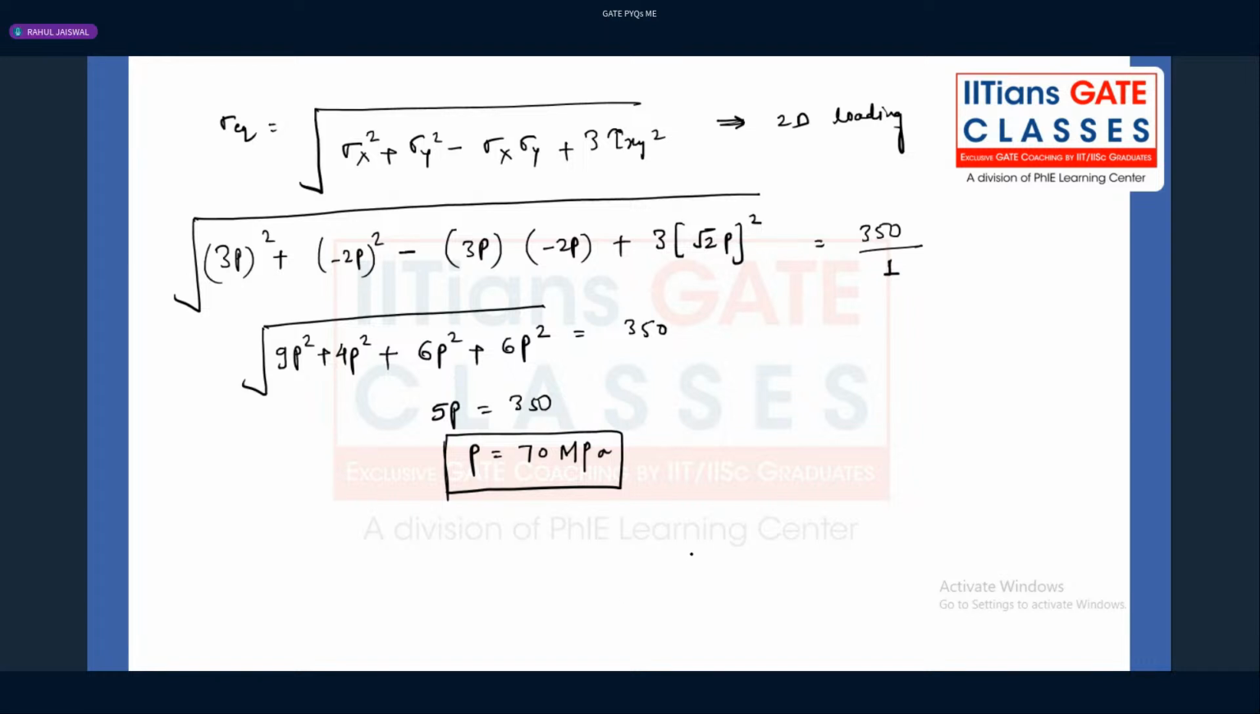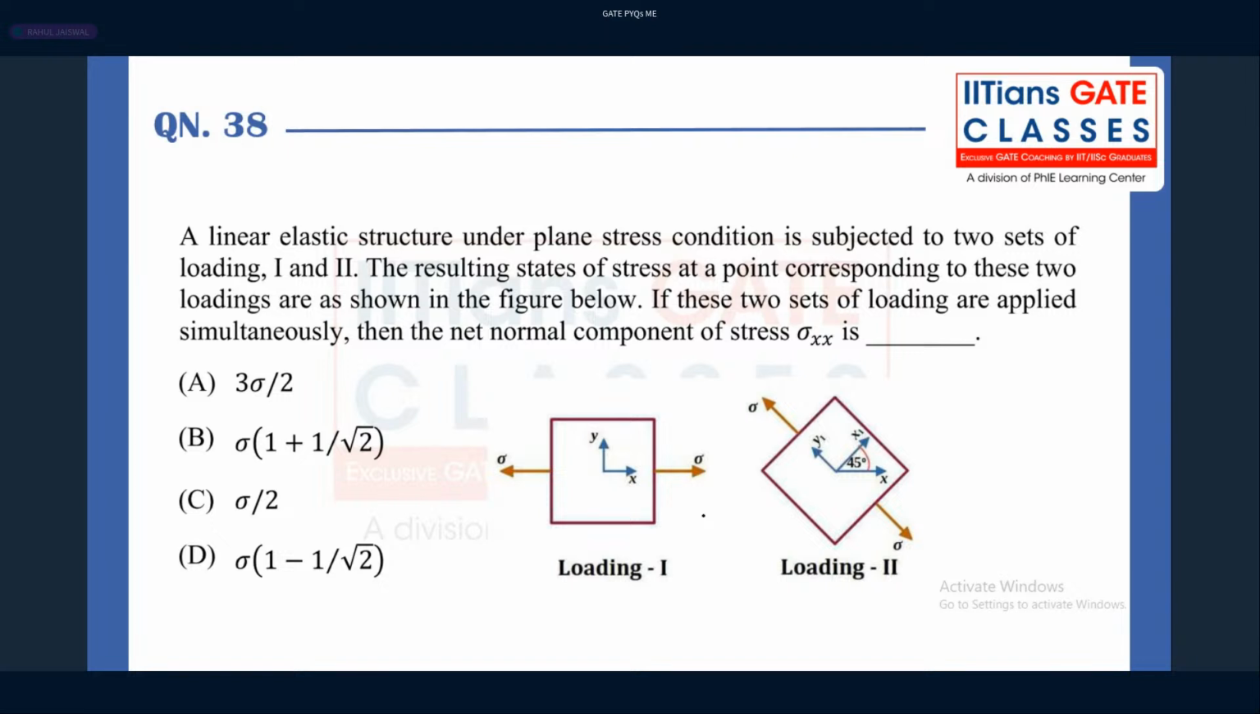Now moving on to the next question here. Read the problem here, guys. Here we have again a question from strength of materials. A linear elastic structure under plane stress conditions is subjected to two sets of loading, 1 and 2. The resulting state of stress at a point corresponding to these two loadings is shown in the figure. If these two sets of loading are applied simultaneously, then the net normal component of stress will be what?